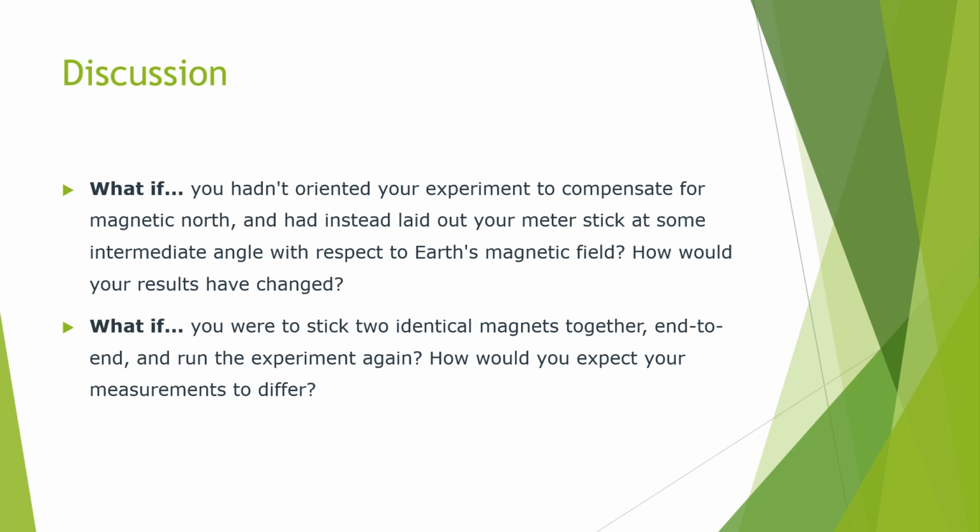What if you hadn't oriented your experiment to compensate for magnetic north and had instead laid out your meter stick at some intermediate angle with respect to Earth's magnetic field? How would your results have changed? In the x component, because orienting the experiment to compensate for magnetic north meant zeroing out the x component of the magnetic field, and if I didn't do that, my x values would have changed.